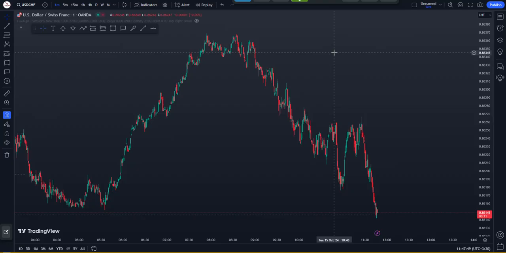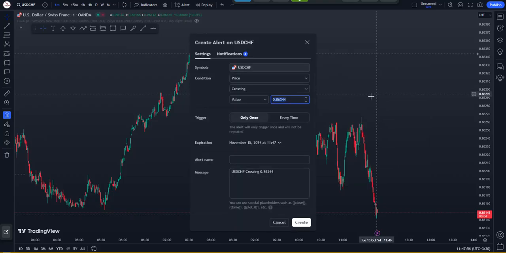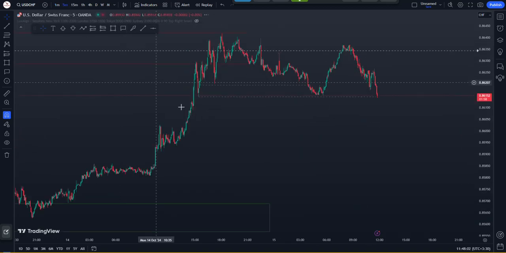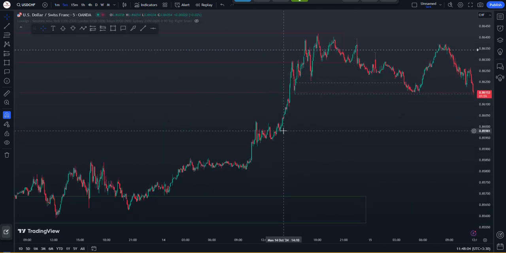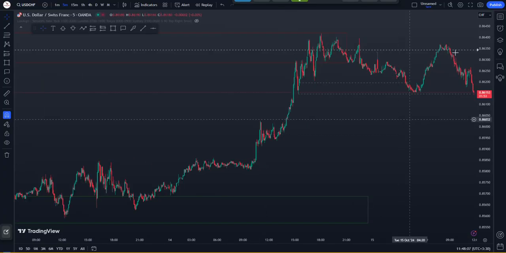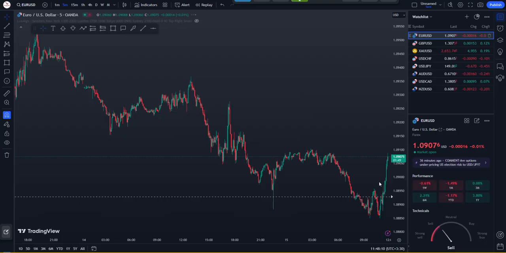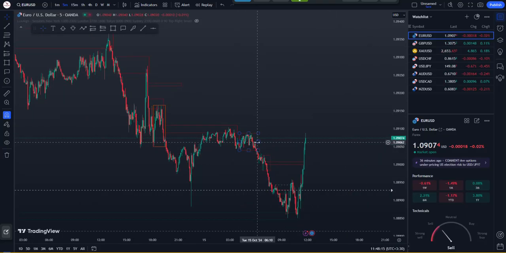I think price wants to reach this level and then go down, so I put my alert here. I don't put any order for now, and I look at this one. So let's see if we can see EUR USD going up, reach here, engulf that or not. Yes, absolutely, this one is engulfed.